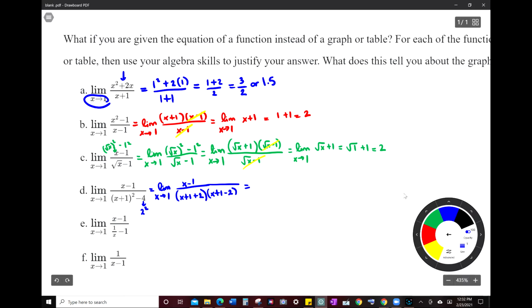And then this gives us the limit as x approaches 1 of x minus 1, and we simplify a little bit, so we have x plus 3 and then x minus 1. Now we simplify it, we get the limit as x approaches 1 of 1 over x plus 3. We can use direct substitution now, so it's 1 over 1 plus 3, which is 1 over 4.